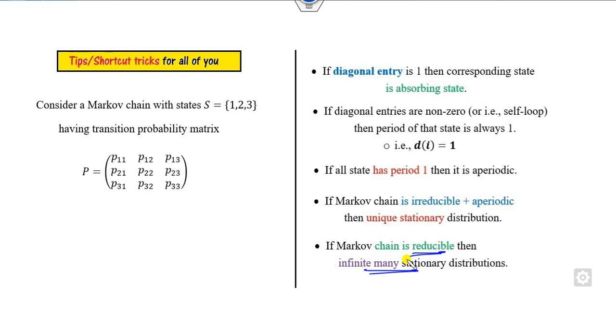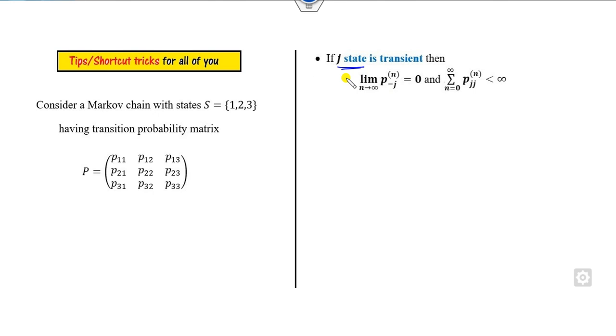Next shortcut: if you prove that any of the states, like 1, 2, 3, say state 2, is a transient state, I will explain how you can prove that. If a state is transient, then the limiting probability P_ij, whether P_1j, P_2j, P_3j, is 0. But the total sum will be finite.